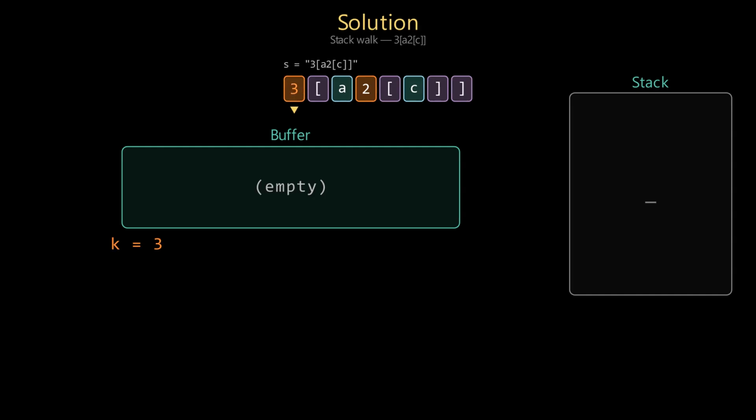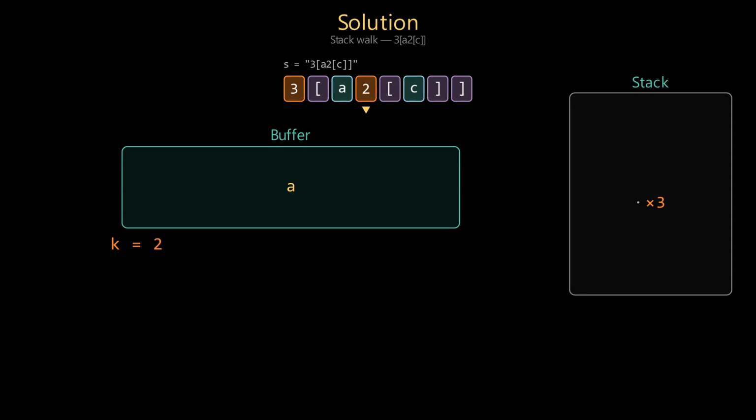This digit is 3. Digits extend k only, they are not answer letters. At the next open bracket we push k together with whatever is in the buffer. Open bracket, push current buffer and k, then reset k and clear the buffer. Next letters belong inside this pair until close. Letters append to the buffer, A joins the working string while still inside the outer pair.